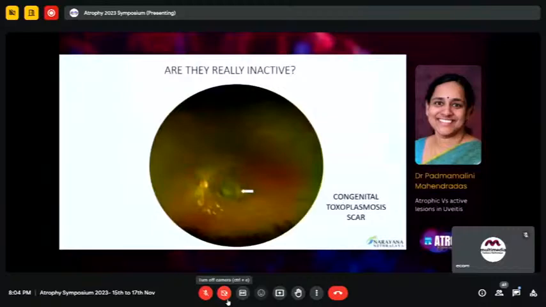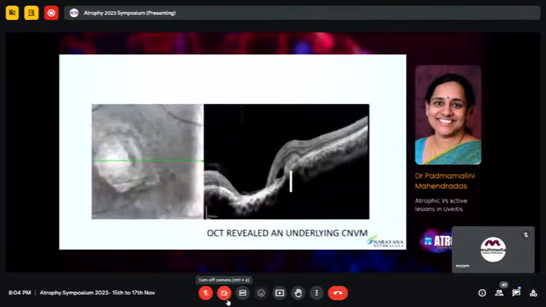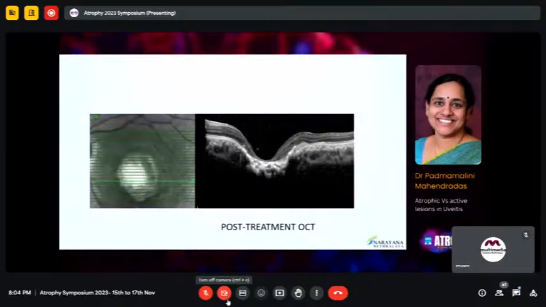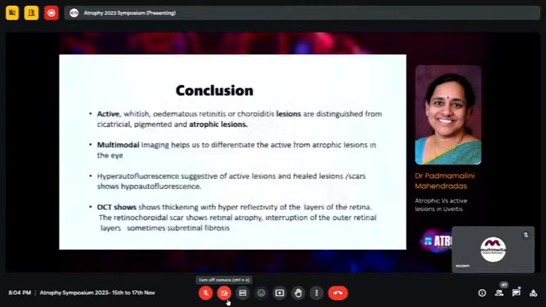Whenever we see a scar, are they really inactive? It's important that we study them as well. OCT revealed an underlying CNVM in this patient, which shows hyperreflectivity with subretinal fluid. Following anti-VEGF therapy, we could see the resolution of the CNVM in this child.